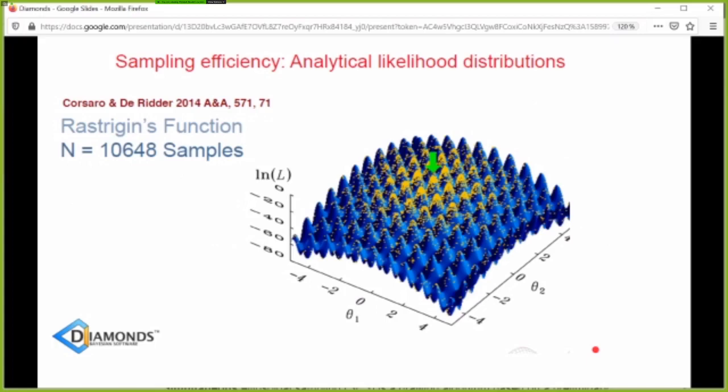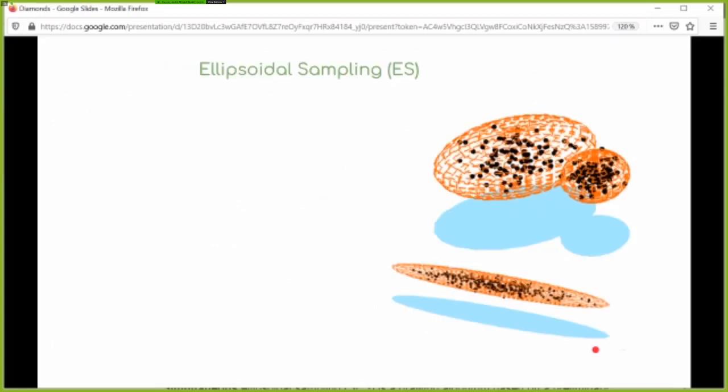So why is that? Well, a part of the answer lies in the way the parameter space is sampled, and it's sampled thanks to the simultaneous ellipsoidal sampling.